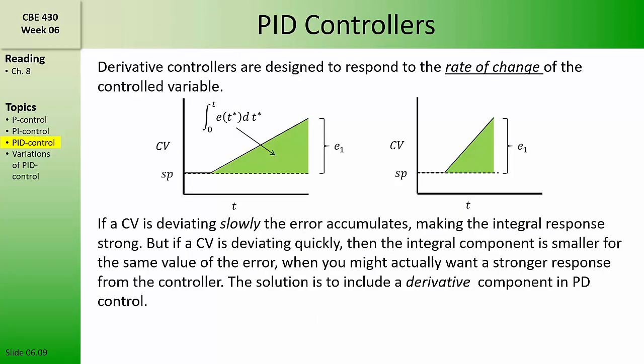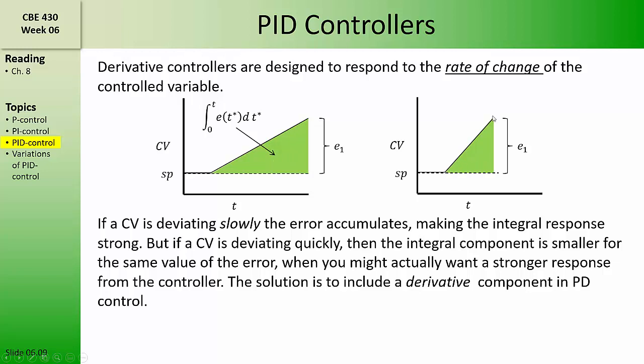PID control also uses the derivative of the error signal in addition to the integral of the error signal. The derivative element of the controller is designed to respond to the rate of change of the controlled variable. Consider the response of the integral element of a PI controller if the controlled variable is deviating slowly. The magnitude of the integral element response to changes in the controlled variable is represented by the area shown here. By the time the error signal reaches a value E1, this area is large.